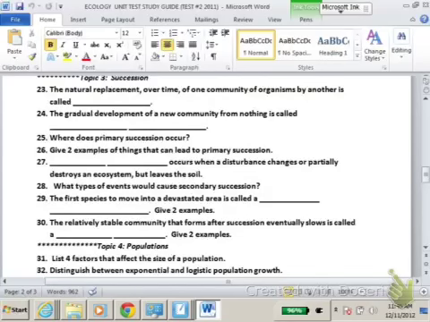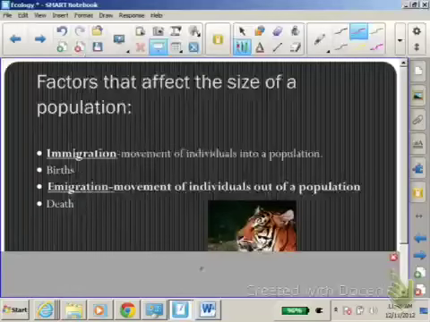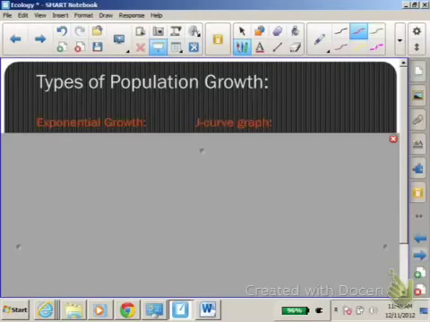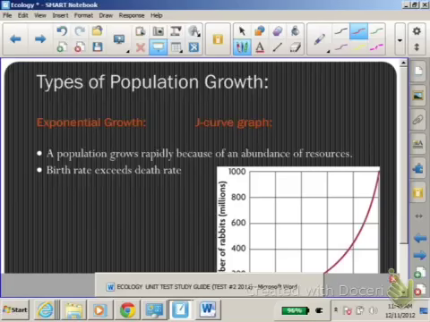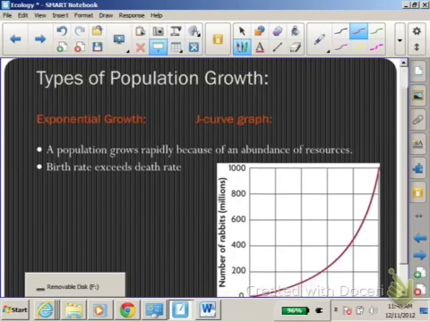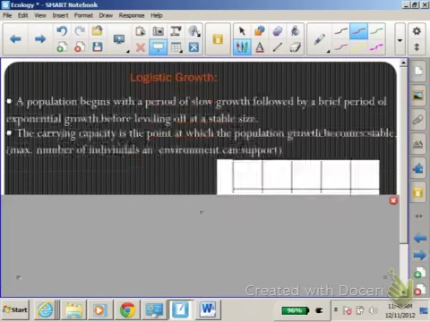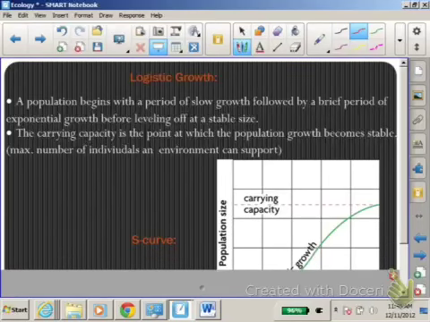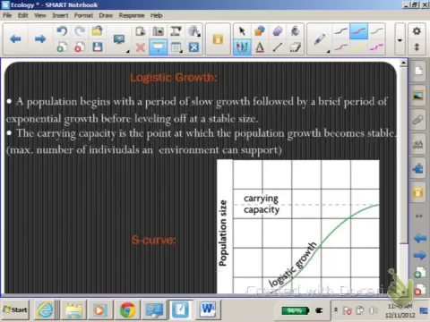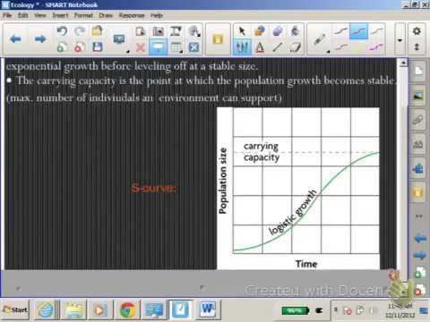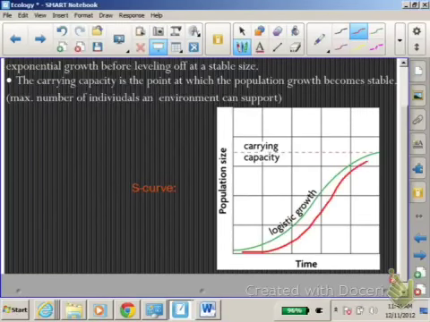Number 32 says distinguish between exponential and logistic population growth. Remember, exponential growth is when the birth rate greatly exceeds the death rate. And what you end up getting is what we call a J curve, because it is increasing. Logistic growth is when a population begins with a period of slow growth followed by a brief period of exponential growth before leveling off. So here's logistic growth, and it forms an S curve. It grows for a little while and then levels off.